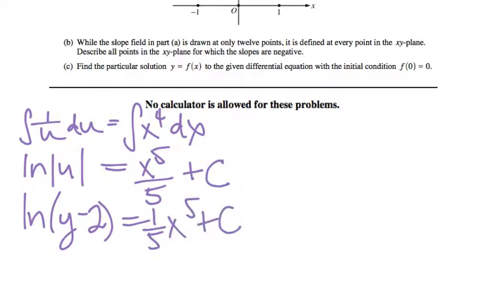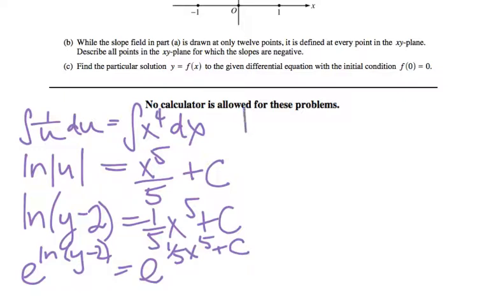All right, now in order to solve this, or to get y alone, we're going to have to exponentiate. So I'm going to do e to the natural log of the absolute value of y minus 2 equals e to the 1/5 x to the 5th plus c.